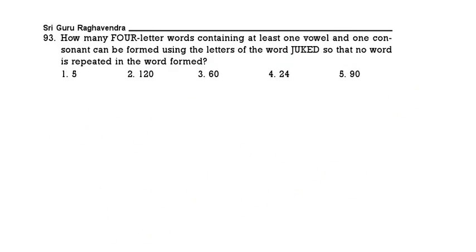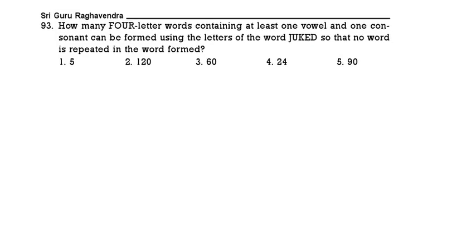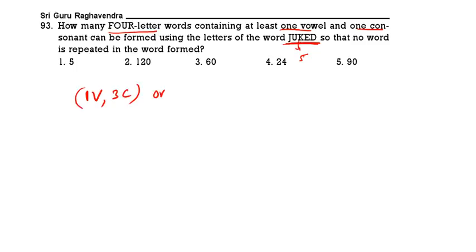See the next one. How many 4-letter words can be formed containing at least one vowel and one consonant by using the word JUKED? Actually, JUKED is a 5-letter word, but we have to form only 4-letter words. The condition is that there should be at least one vowel and one consonant. At least one vowel, then we can take 3 consonants. This is one case. Or we can take 2 vowels and 2 consonants. This is another case. In JUKED, we have E and U as 2 vowels, and J, K, D as 3 consonants.